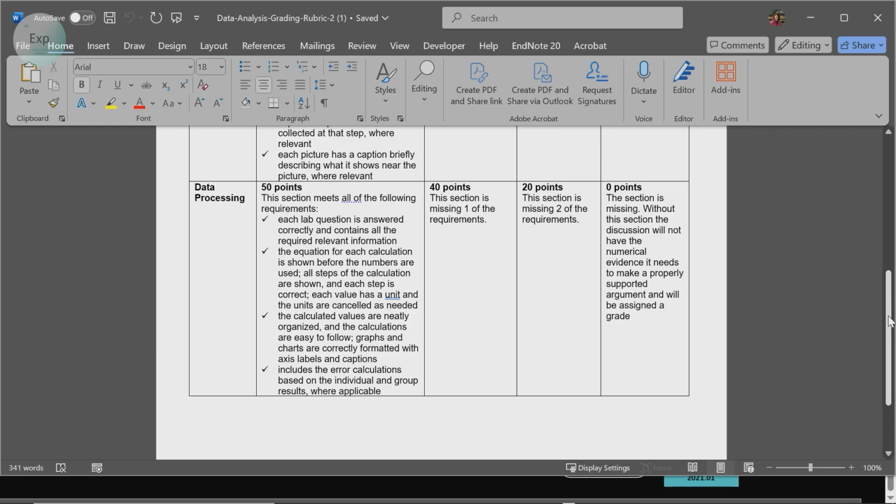If a lot of these criteria are not met, then more points get deducted. And if the category is blank, then 0 points will be assigned. In the following videos, I will show you how I apply this rubric to grade the samples generated by my students.